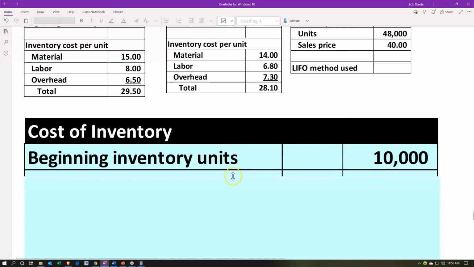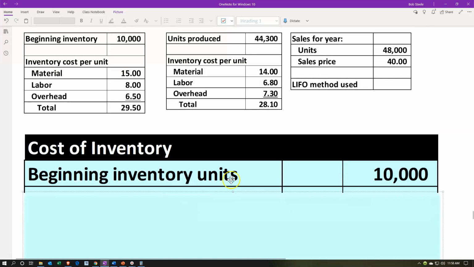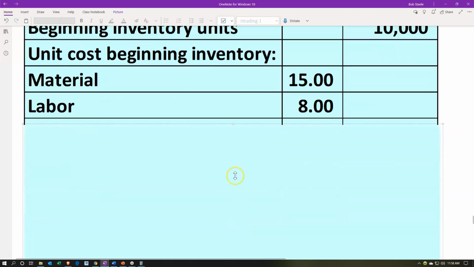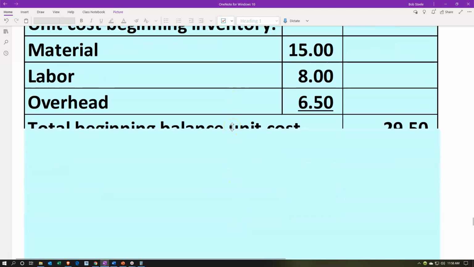If we were to calculate our total inventory once again, we're going to say the beginning inventory was 10,000 units. They cost, materials cost $15, labor costs $8, overhead $6.50.